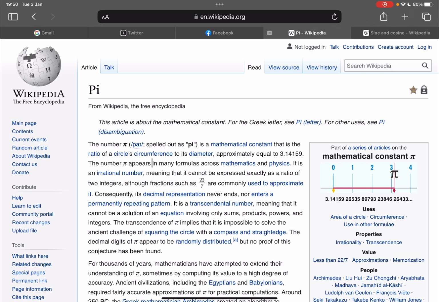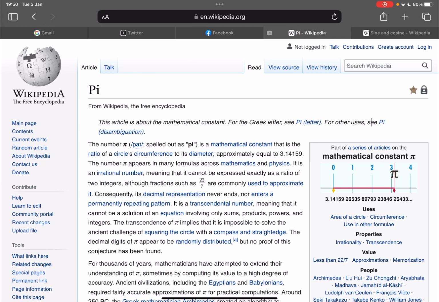Okay, before I start, I would like to point out that you really need to know something about math, in particular the constant pi, which is related, as it says here in Wikipedia, to the ratio of a circle's circumference, and its mathematical value is 3.14.